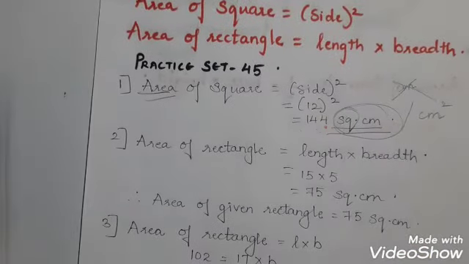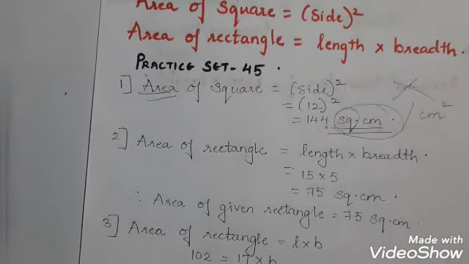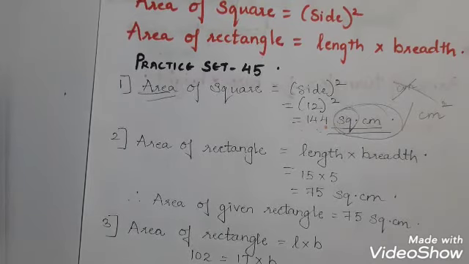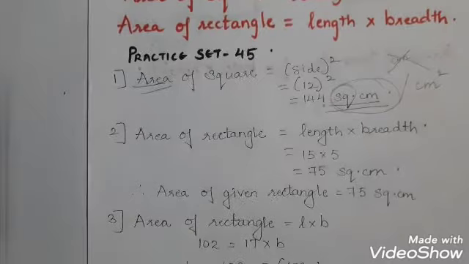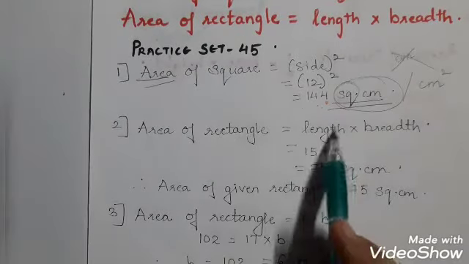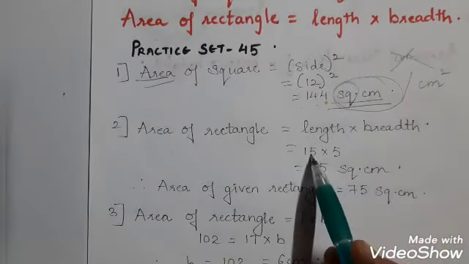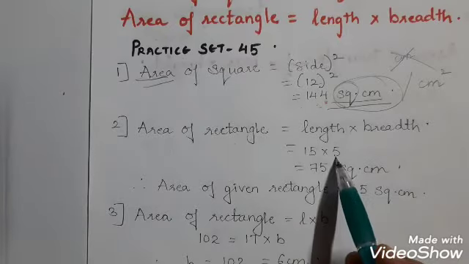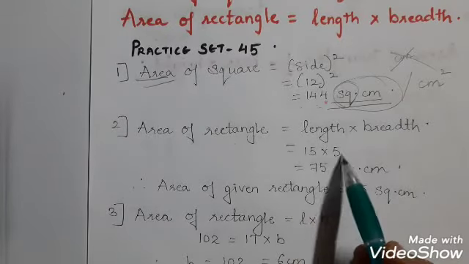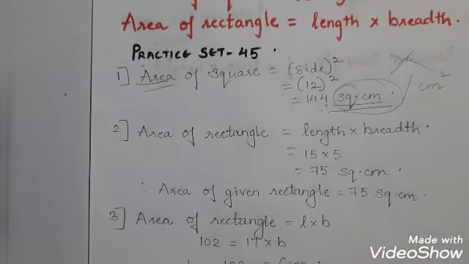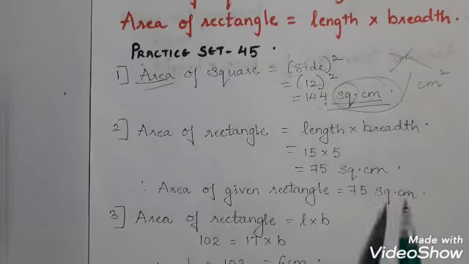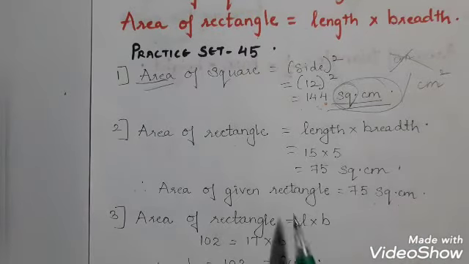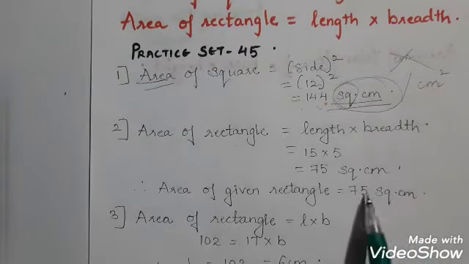Next, second sum. If the length of a rectangle is 15 centimeter. Now here the length of a rectangle is given to us and the breadth is 5 centimeter. Along with it, the breadth is given. Find its area. So area of a rectangle formula is length into breadth. Length is 15 centimeter and breadth is 5 centimeter. So 15 multiplied by 5, which is equal to 75 square centimeter. So area of a given rectangle is how much? 75 square centimeter. You have to write the final answer. If you don't write, your marks will be deducted.